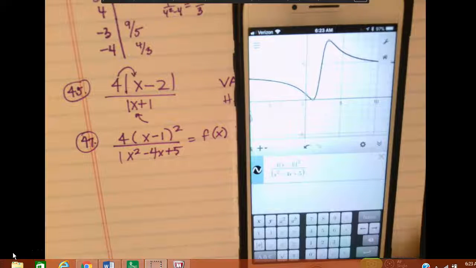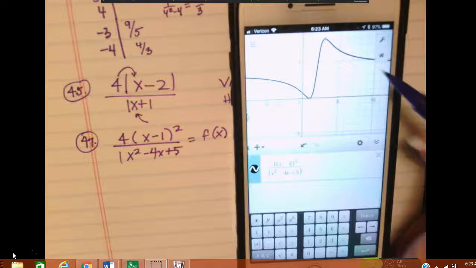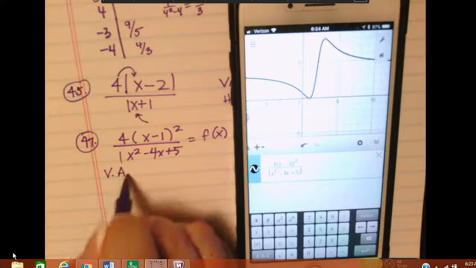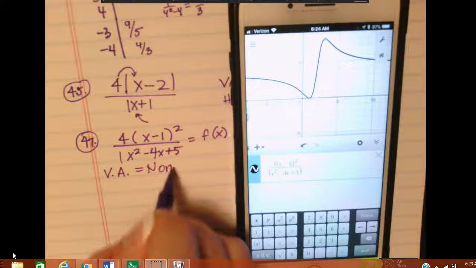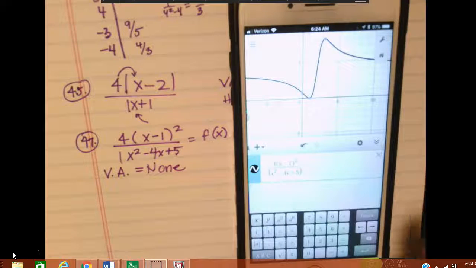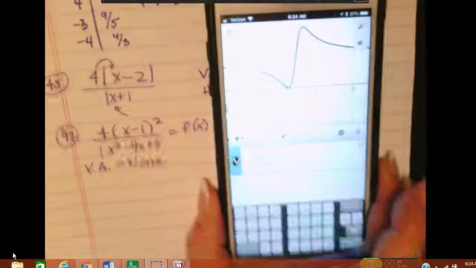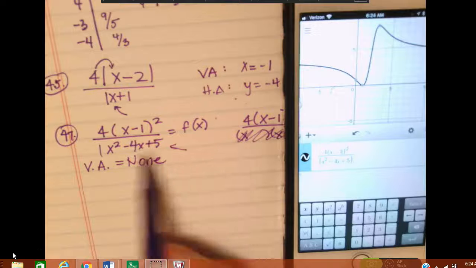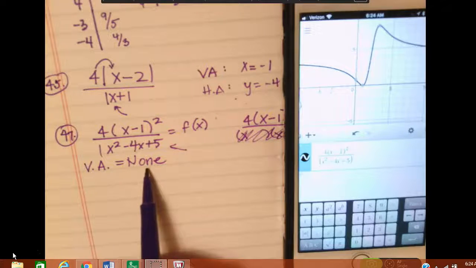Typo there. There we go. Okay, now there's my graph. So, do we have any asymptotes? Looks like there's no vertical asymptotes. And if I recall, we had an example like this where we had imaginary stuff in the bottom. So if there's no real values that are excluded, then we end up with no vertical asymptotes.